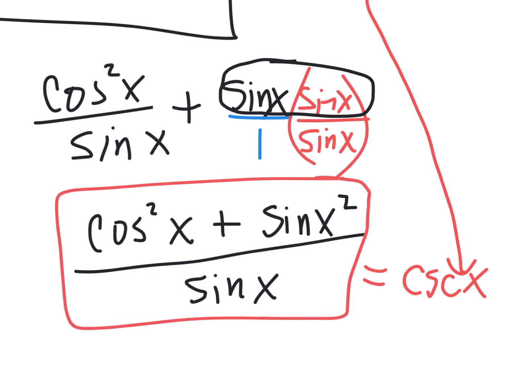Anybody see it? Yes? Sine squared plus cosine squared equals 1. Yes, this whole thing equals 1. You could do that? Yes. Sine squared plus cosine squared is 1. It says it right on the sheet. That's just 1.